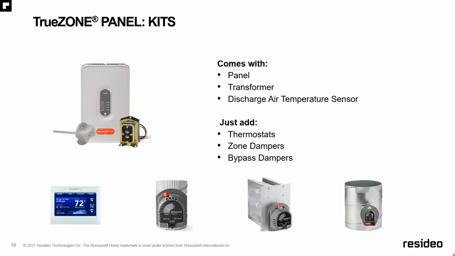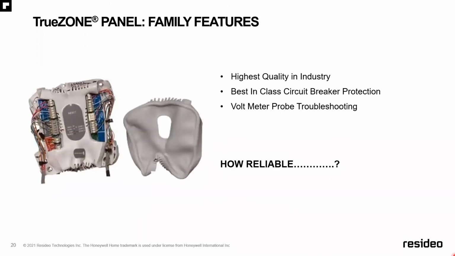Okay, so when it comes to the zoning kits, we're going to give you not only the panel, but the standalone transformer that's always a good idea to use, and very, very important, the discharge air temperature sensor. So please keep that in mind. You'll be just simply adding the thermostats, the zone dampers, and the bypass in order to achieve a good system.